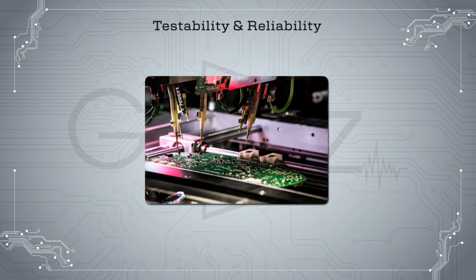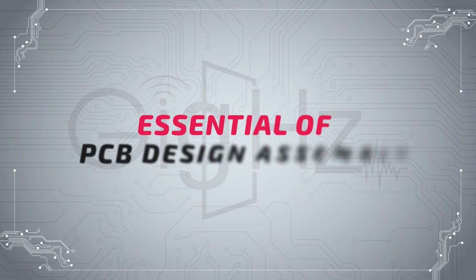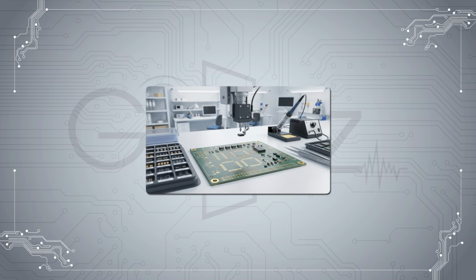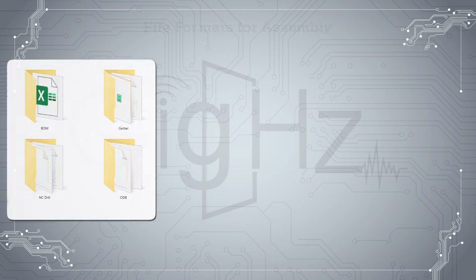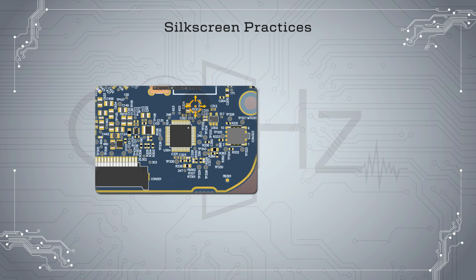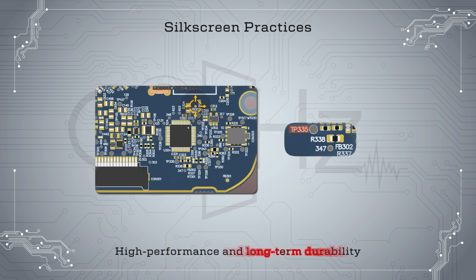With the basics covered, let's move on to the essential considerations for designing a PCB ready for assembly. Essential considerations for designing a PCB for assembly. To design a PCB ready for assembly, several key practices must be followed. Use correct file formats like Gerber, BOM, and ODB++ to ensure smooth communication with manufacturers. Follow silkscreen guidelines like proper font size, line width, and clearance from pads.